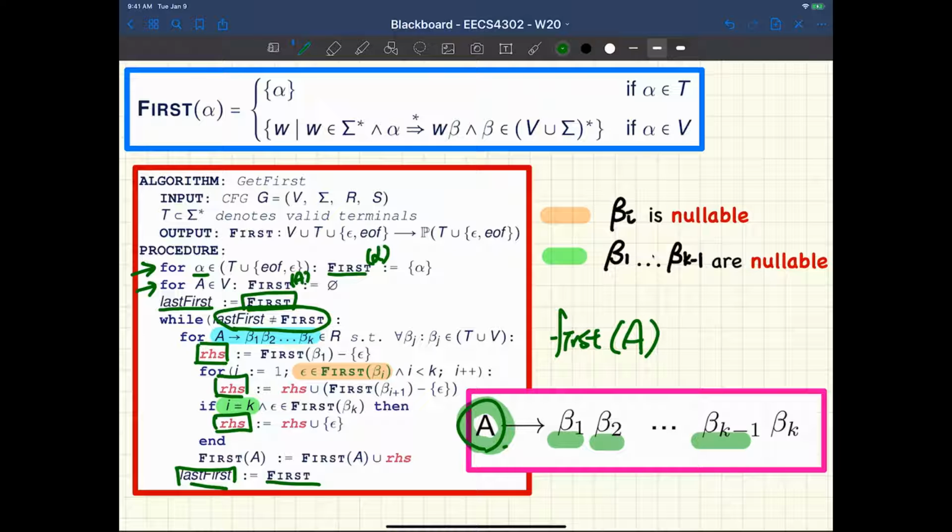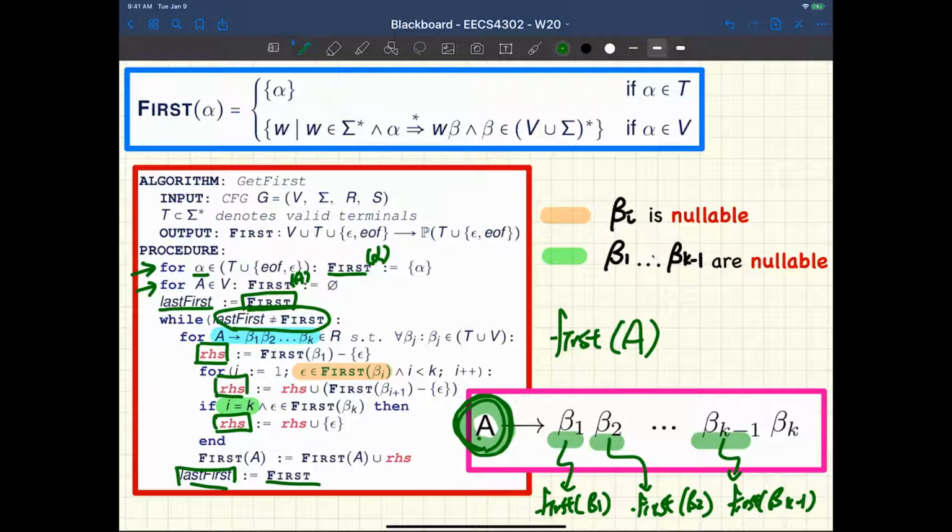Imagine that eventually you will have the first of beta 1. You might also have the first of beta 2. You may have the first for every one of them, all the way to the first of beta k minus 1. For every one of them, eventually you're going to get a set, right? That's the definition of first. Here's my question. If I use this particular rule to produce A, what should be the first of A? First of beta 1, I agree with you. That's not a problem. So here's my question: would that be it? Or maybe under some special circumstances, you may have to include the first of beta 2, or maybe even later. Is it possible? Yes.